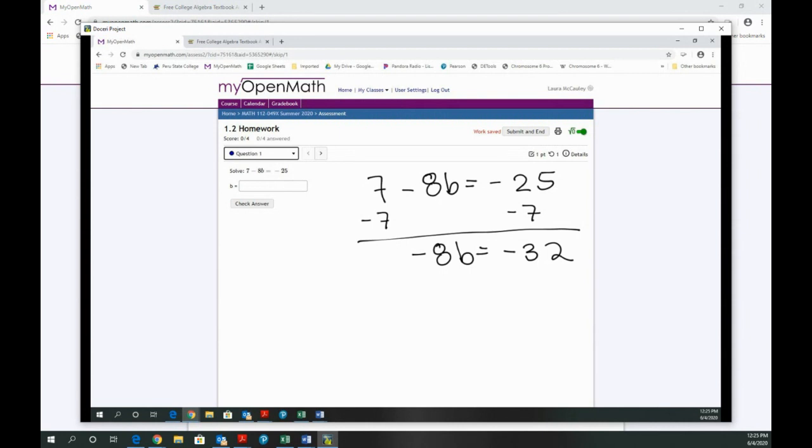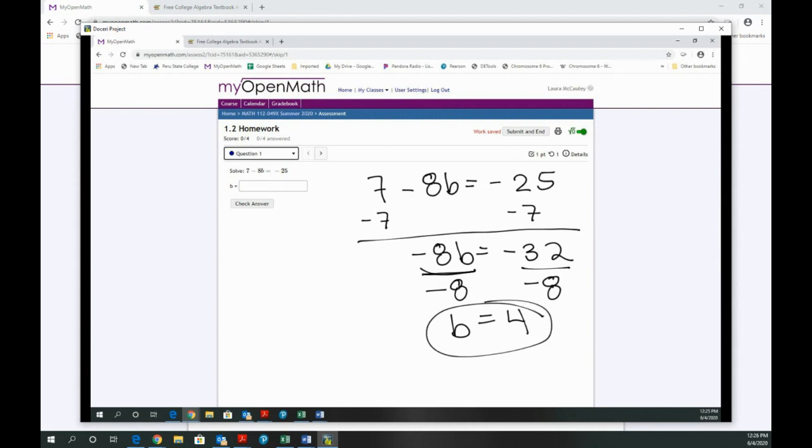All right, so now I've got my terms. This is called a term, and it's got a variable in it. I want to get rid of that negative 8. So how do I do that? Well, I divide both sides by negative 8. Negative 8b divided by negative 8 would be b, and negative 32 divided by negative 8 would be a positive 4. So that tells me that b should be 4.